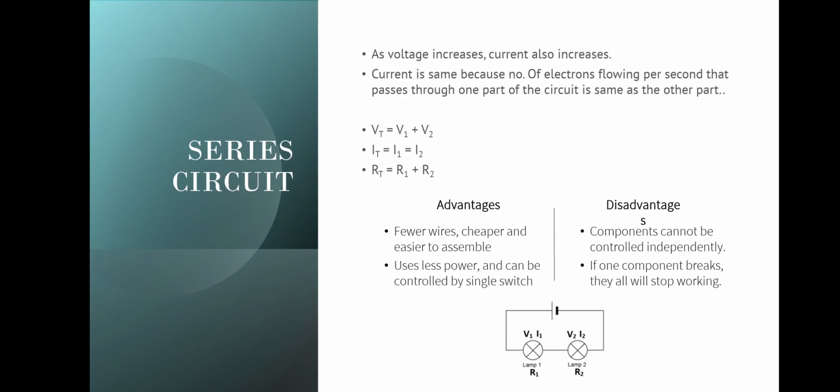Now the advantages and disadvantages of series circuits are that a series circuit requires fewer wires, is cheaper and is easier to assemble. Moreover, it uses less power and it can be controlled by a single switch. However, components cannot be controlled independently, and if one component breaks, they all will stop working. You can also see a diagram of a series circuit here.